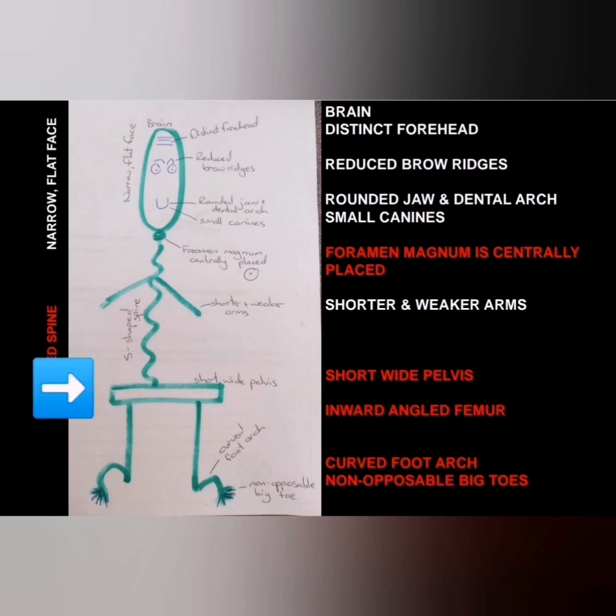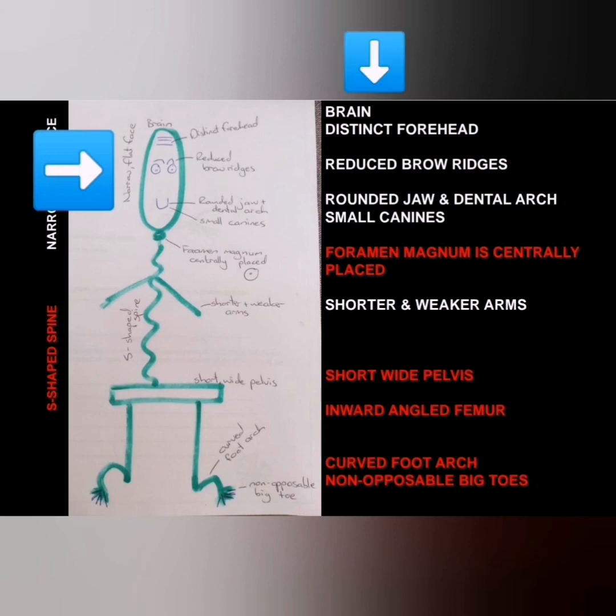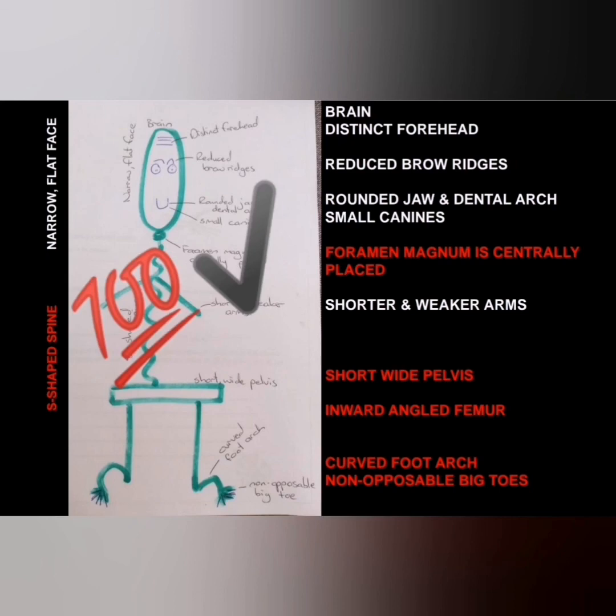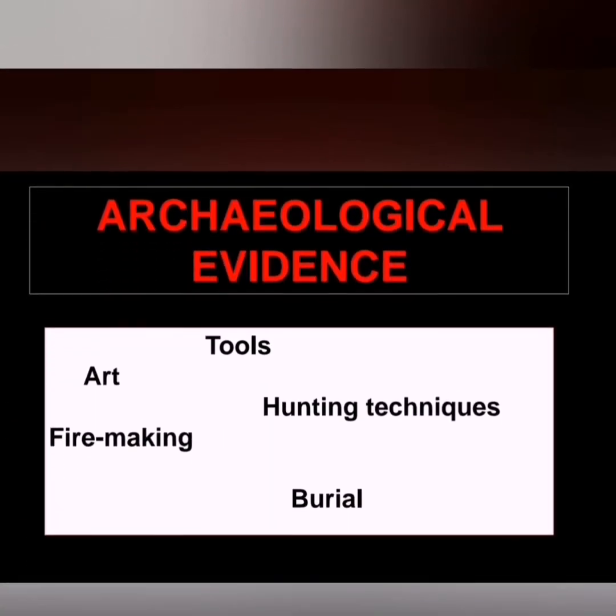Then we've got the hips, which is pretty rectangular, but that should remind you of the short, wide, broad pelvis with the inward angle attached to that, and then the curved foot with a non-opposable big toe. The face or the head shows you all the features of the skull: a large brain, distinct forehead, reduced brow ridges, and then a rounded jaw and dental arch with small canines. So in an exam, if you can draw this stunning green little stick man of mine, it should be a cheat way of remembering all the criteria that make humans distinct from apes.